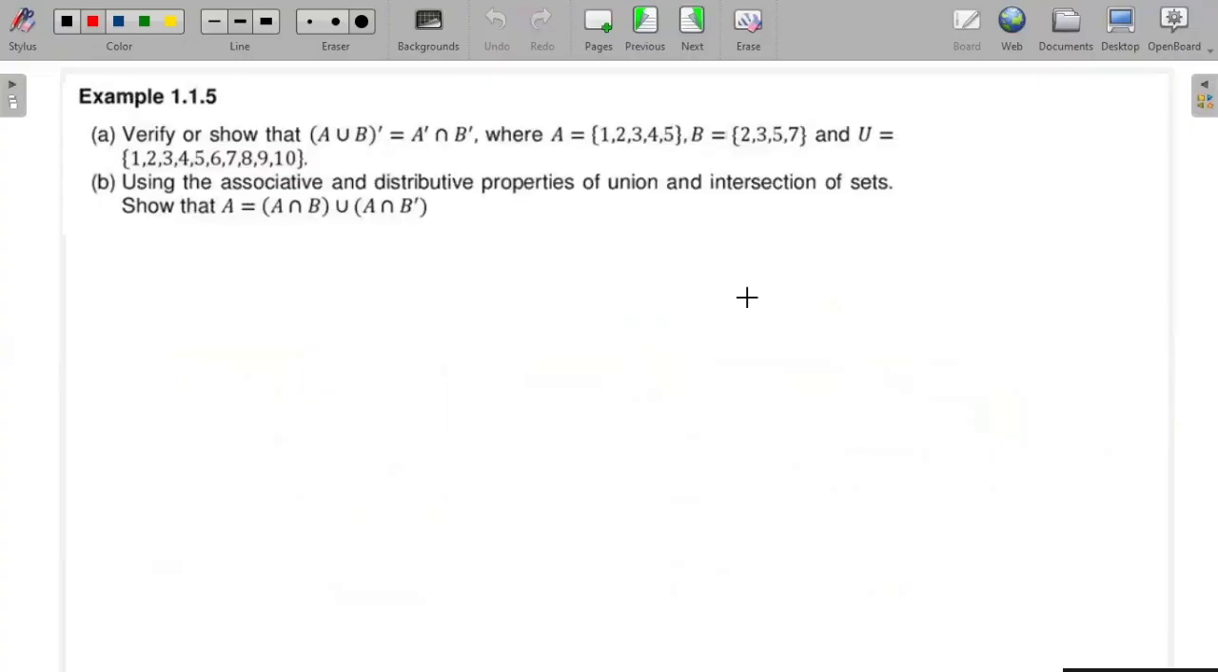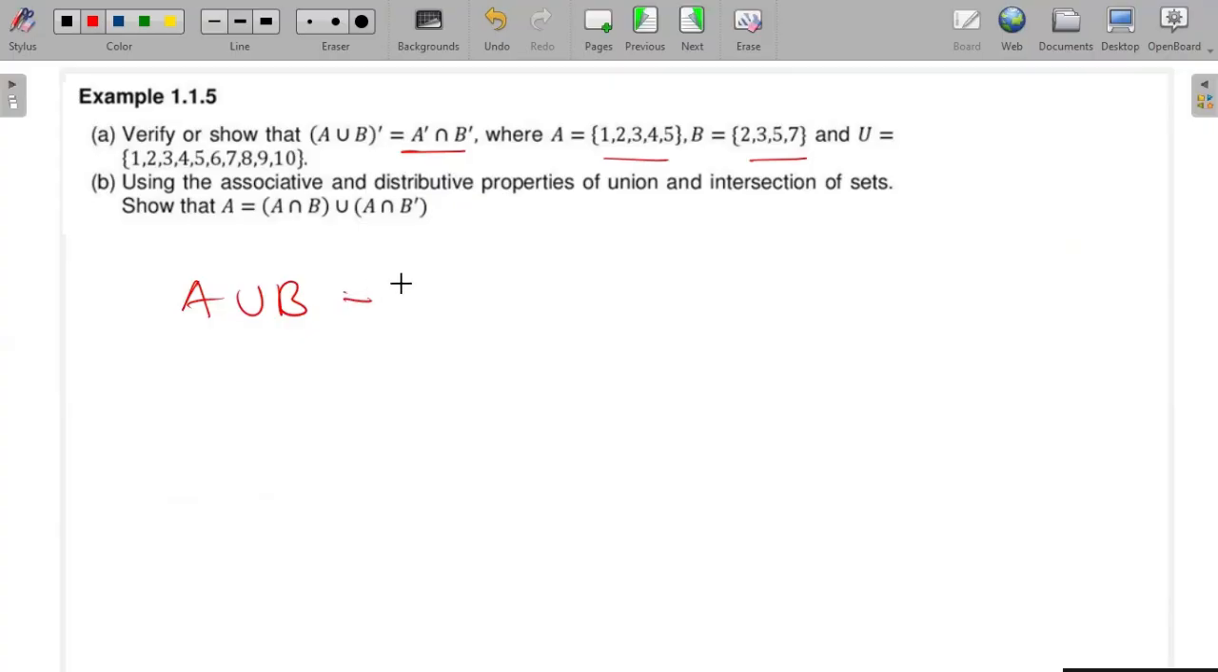This is an easy question that we could show. It's saying verify or show that A union B complement is equal to A complement intersect B complement. So how do I verify? I have A, my B is there, and my universal set is there. So I have A union B at first, so I start with this one.